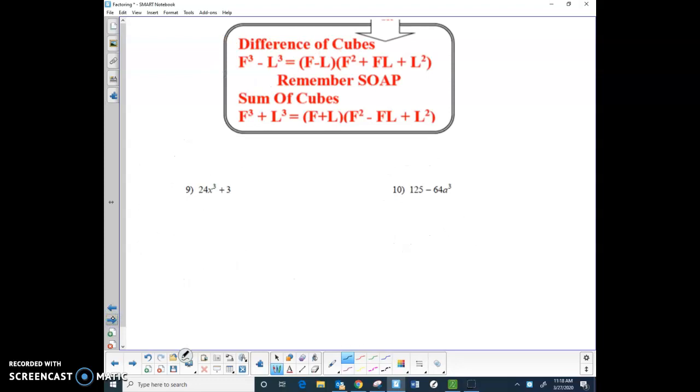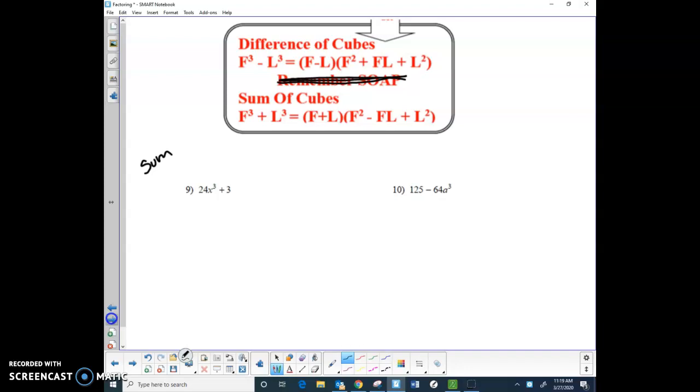All right, so difference of cubes and sum of cubes. I don't know what the SOAP stands for, so we're going to skip that. All right, so we're doing this similar thing. So we're going to make all of these look like something cubed minus something cubed, or something cubed plus something cubed, and then we're going to just plug it into the formula. So this first one, this is our sum of cubes, because we're adding them together.